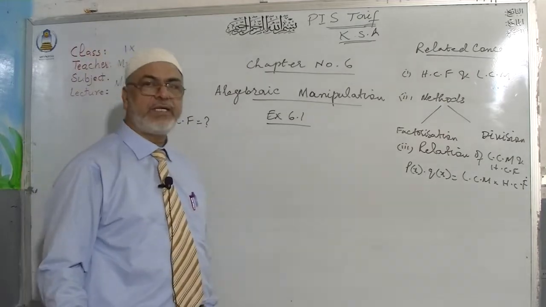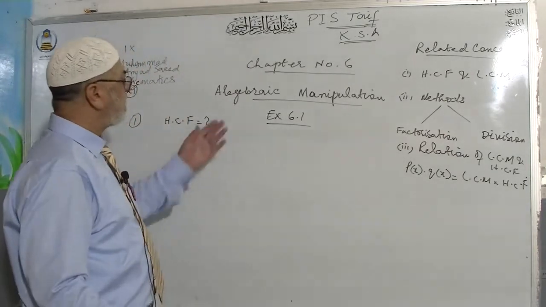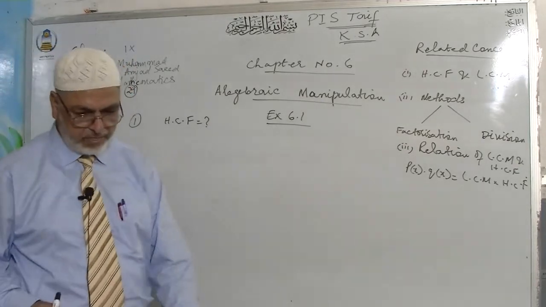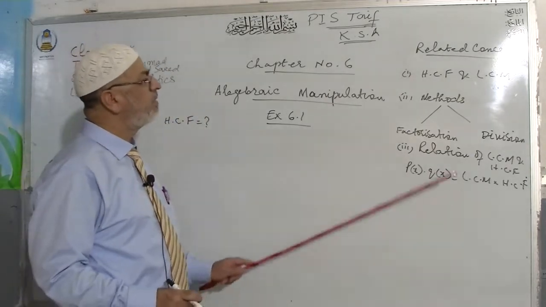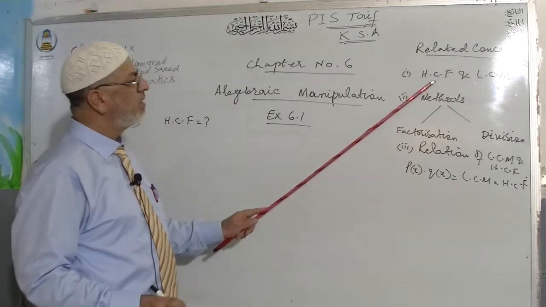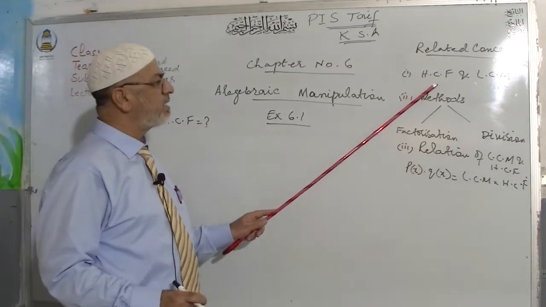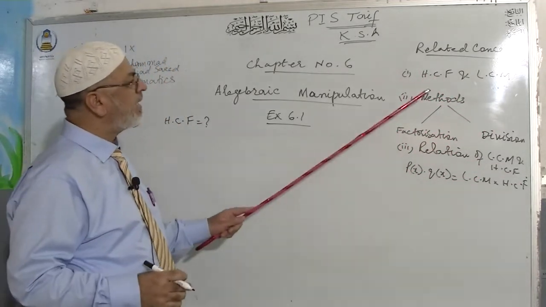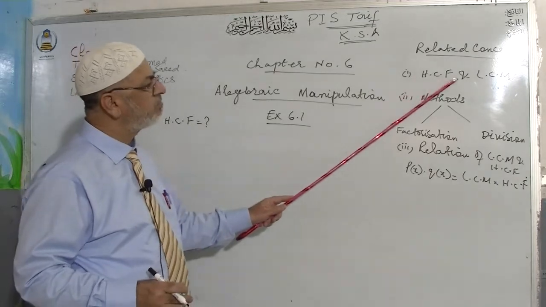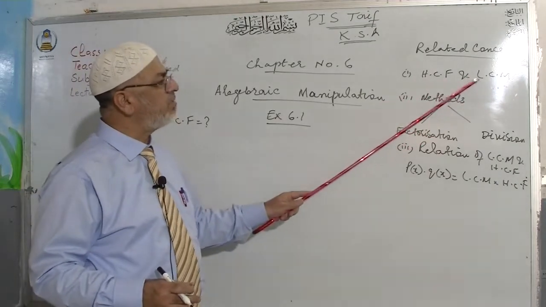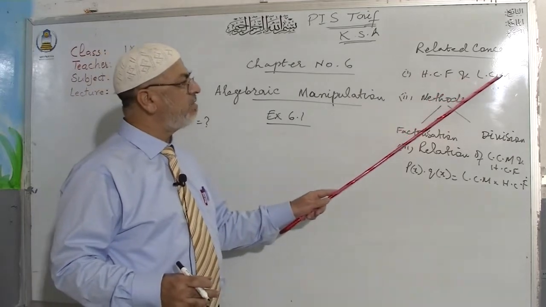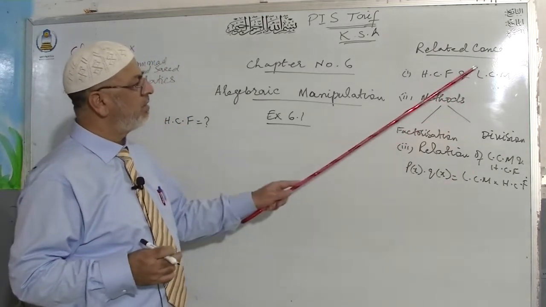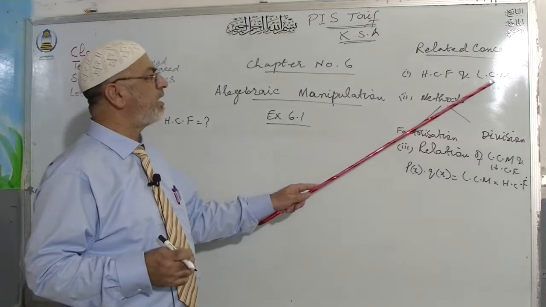Last time I told you that we are going to start our chapter number 6, algebraic manipulation, and this is your lecture number 29. First of all, we have what is HCF and LCM. Briefly, if you have common factors of different terms, different expressions, then the highest will be the HCF. And LCM is least common multiple. In this case, the smallest number which can be divided by all, that is LCM.